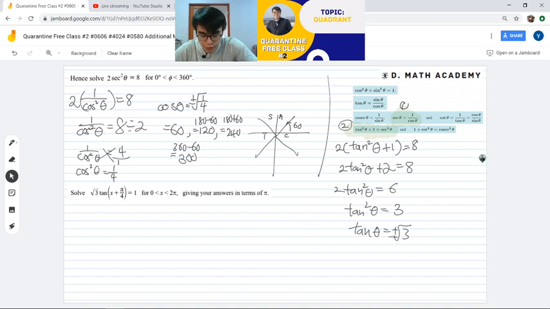Then I draw the 4 quadrants over here. This is when tangent is positive. This is when tangent is negative. This is when tangent is positive. This is when tangent is negative. So you've gotten the same results: 60, 120, 240, and 300.